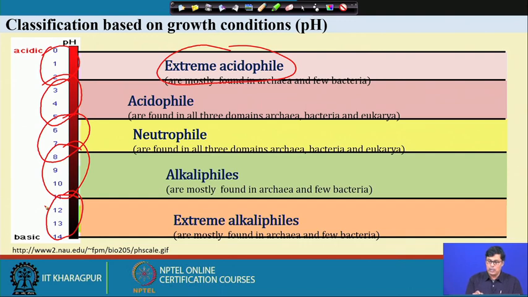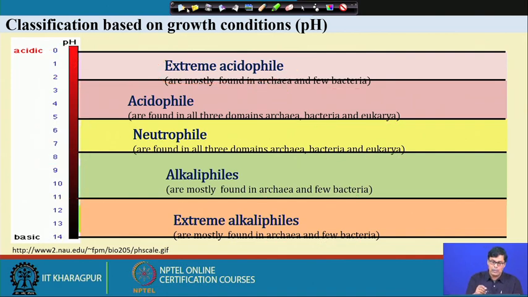Now, for extremophiles, the examples are the archaea and bacteria. For acidophiles, we have archaea, bacteria, and eukarya. I can give the example of wastewater treatment processes, particularly the anaerobic digestion process, where we use the archaea for the conversion of organic waste to methane and carbon dioxide. The neutrophiles are archaea, bacteria, and eukarya. Alkaliphiles are archaea and a few bacteria, and extreme alkaliphiles are also archaea and a few bacteria. This is available.